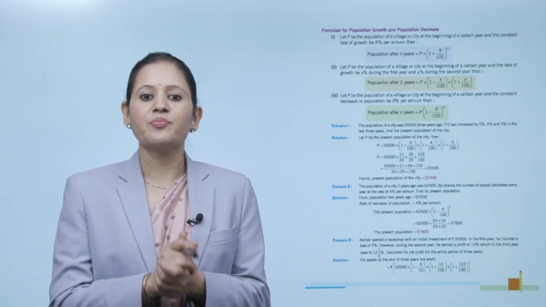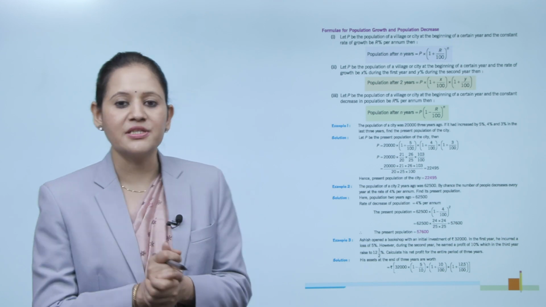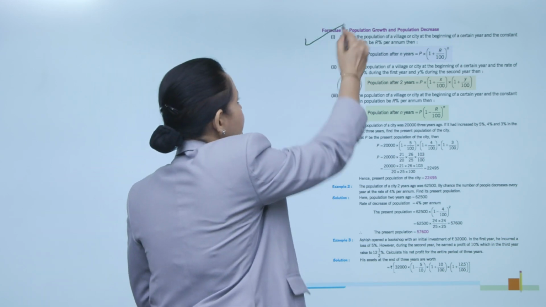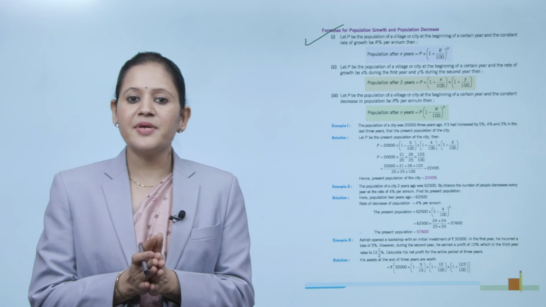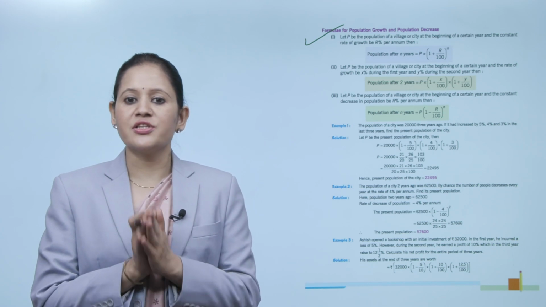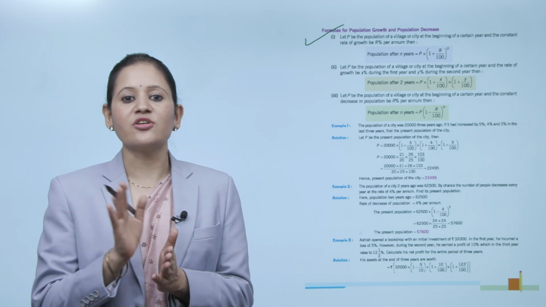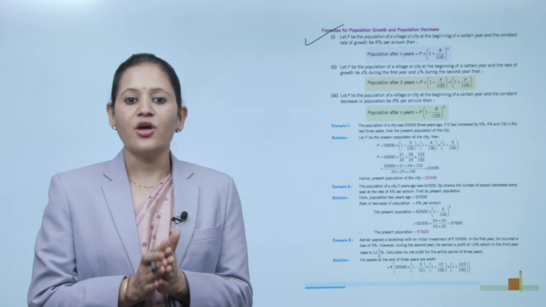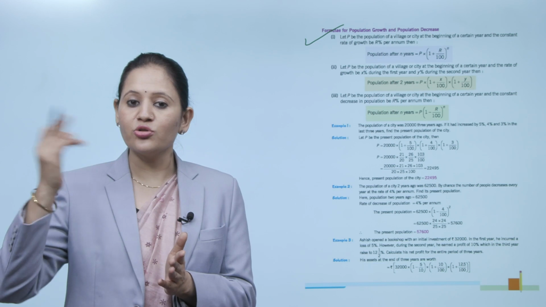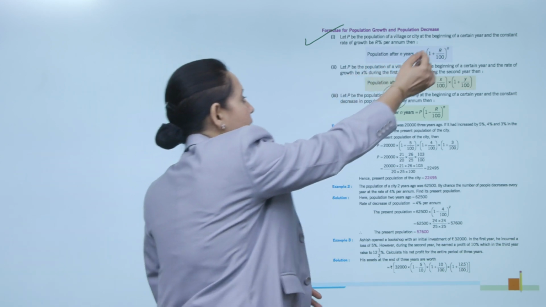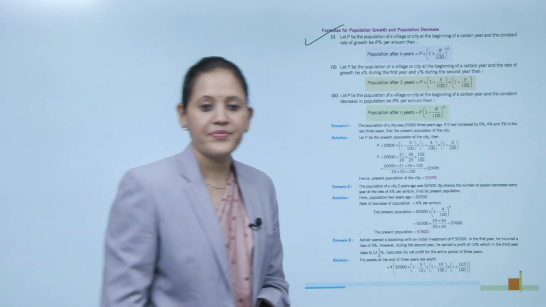Next is the formula for the population growth and the population decrease. Let P be the population of a village or the city in the beginning of a certain year and the constant rate of growth is R% per annum. Then the population after n years of growth is P(1 + R/100)^n.